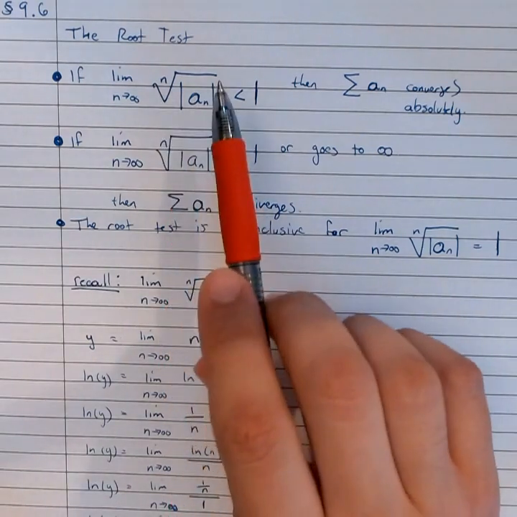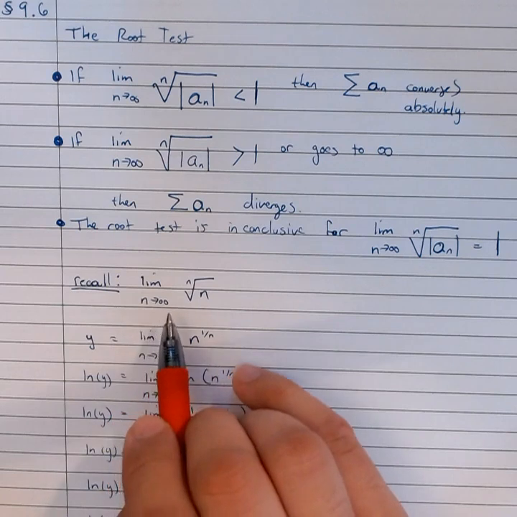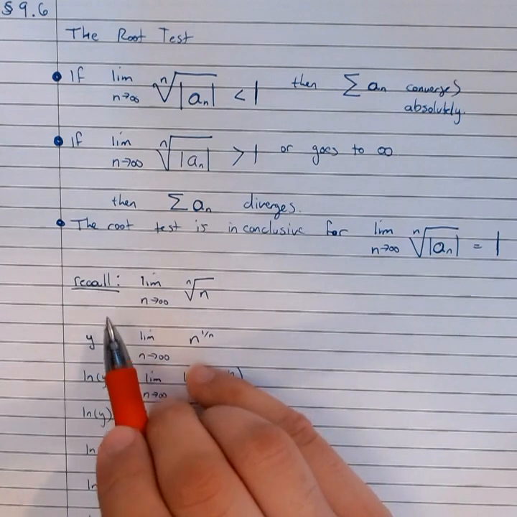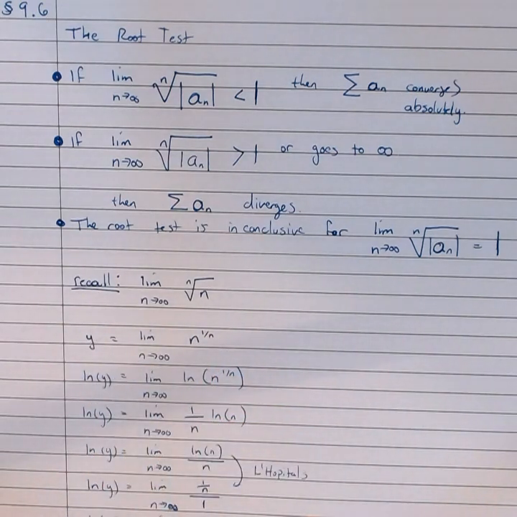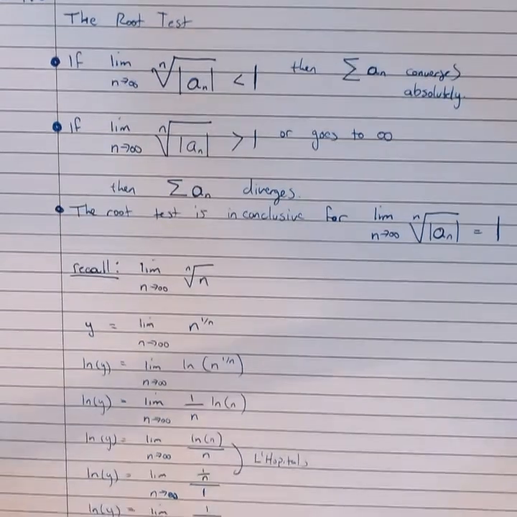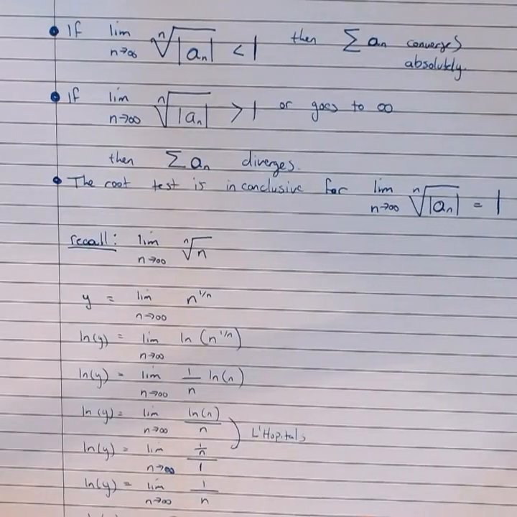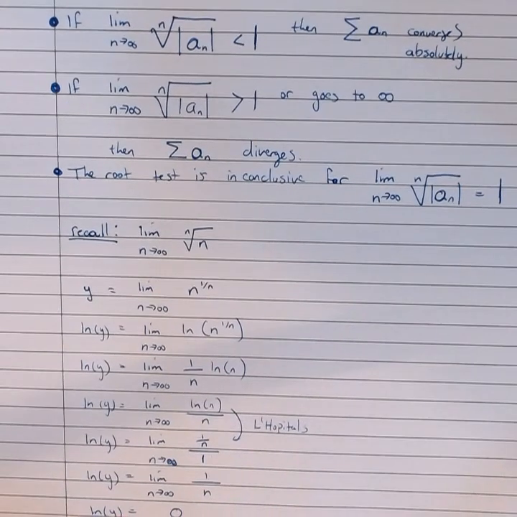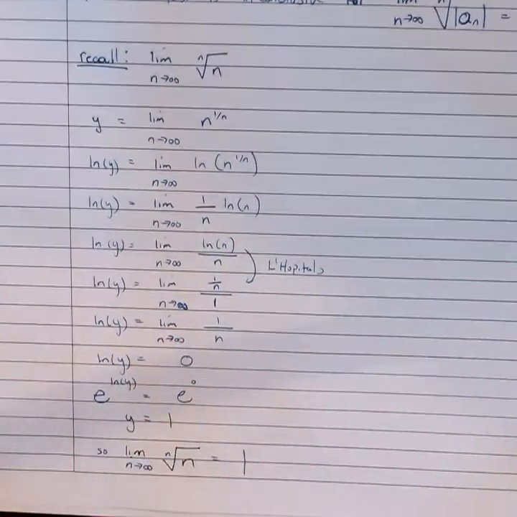Now, when you use the root test, there will be a particular limit that shows up from time to time: the limit as n approaches infinity of the nth root of n. We're going to go ahead and recall this because this is something that we do see in previous sections. We used the properties of logarithms in previous sections to help us evaluate derivatives and to evaluate limits. Remember logarithmic differentiation? We can use the same kind of property of limits to help us evaluate this.